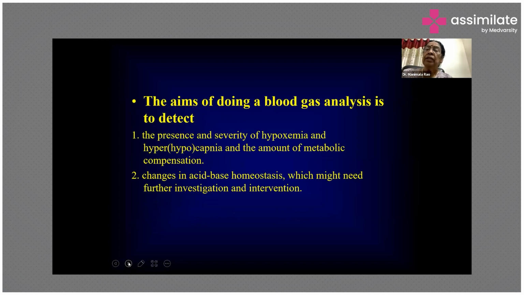So the reason to do a blood gas is to detect the presence and severity of hypoxemia or hypercapnia, and changes in the acid base status, which might need further investigation or any intervention. This is the main reason why we do an ABG.